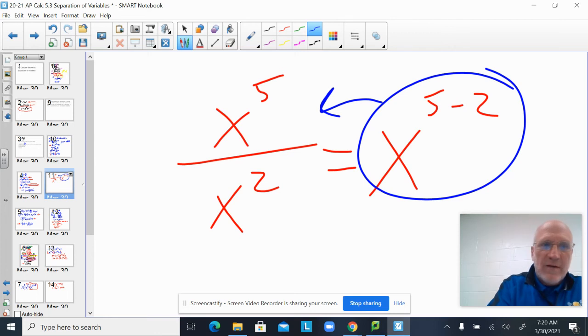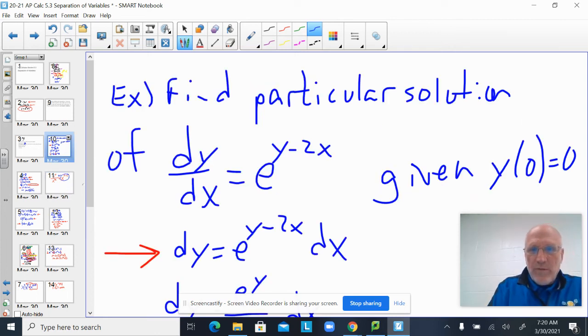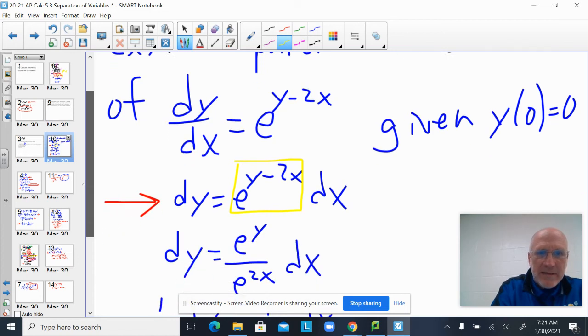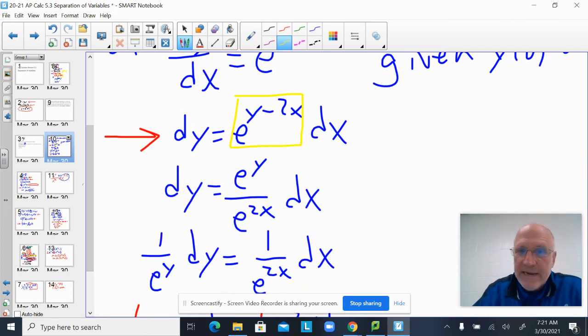I'm going to use that rule of exponents. So over here, again, I'm going to rewrite this thing right here where it says e to the y minus 2x. I'm going to rewrite that as e to the y over e to the 2x. That's just a rule of exponents thing.